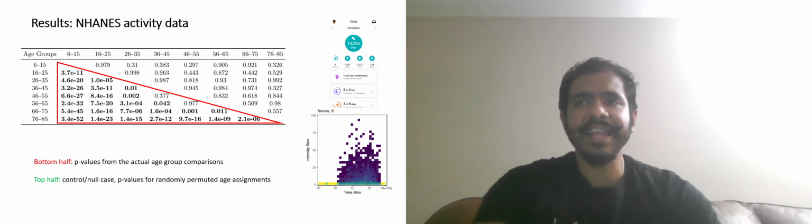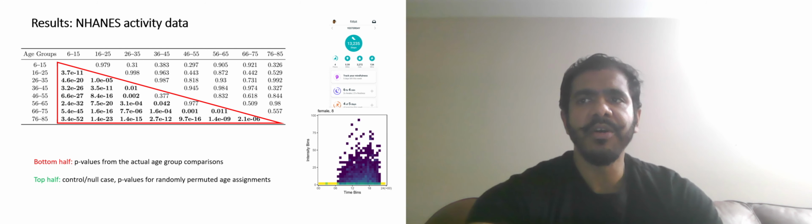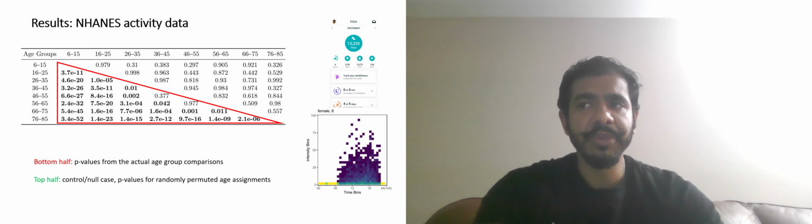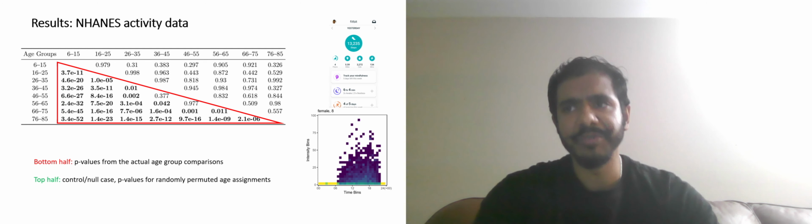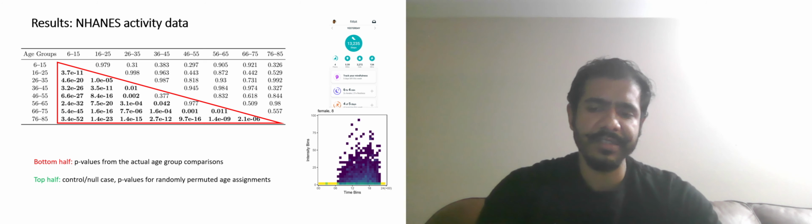On the enhanced activity monitoring data, we are able to detect differences between activity levels of individuals of almost all age group pairs. We also run a control experiment where the two comparison groups are randomly permuted to generate a null case. No statistically significant differences are observed for these null cases.